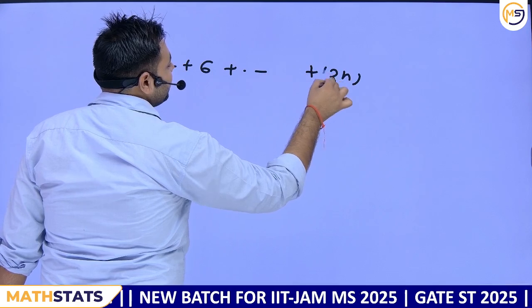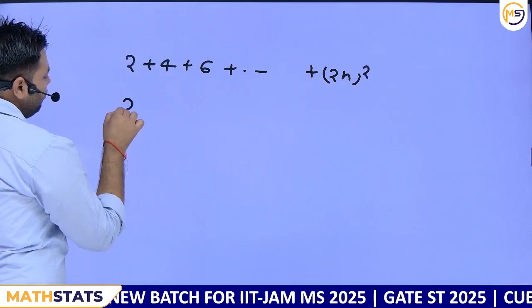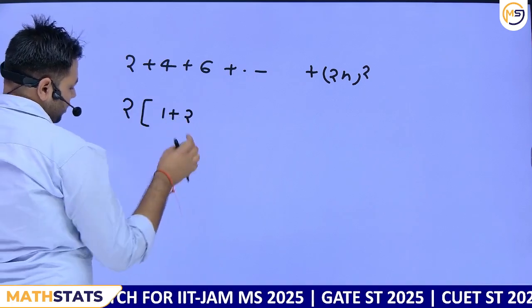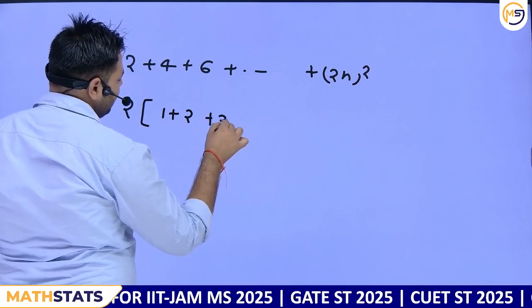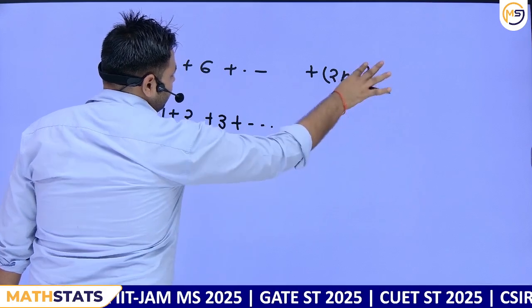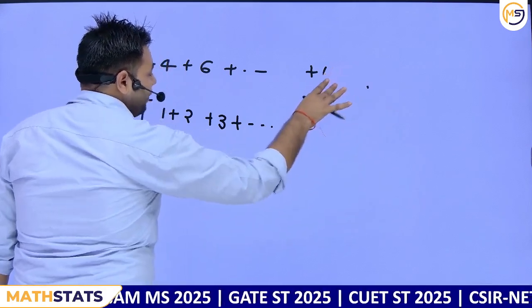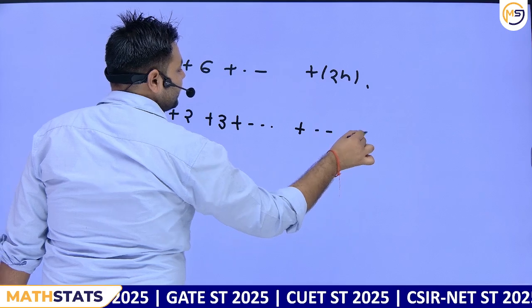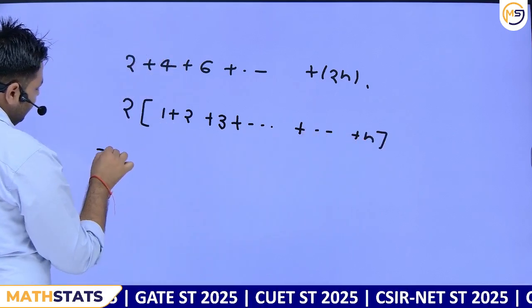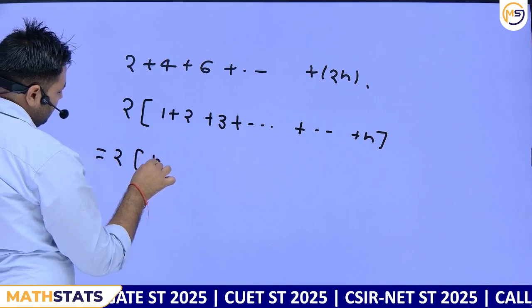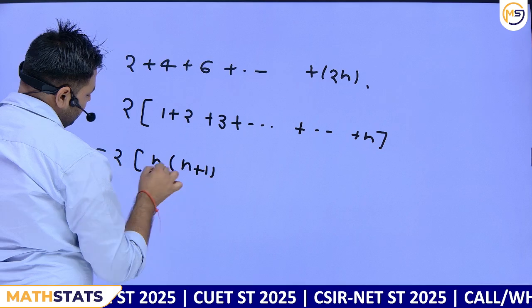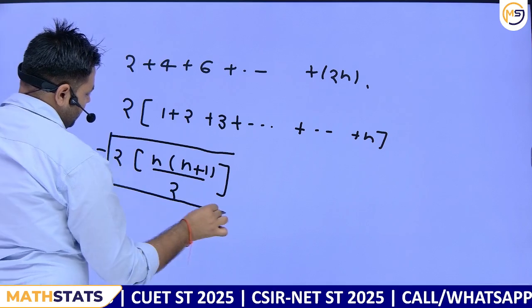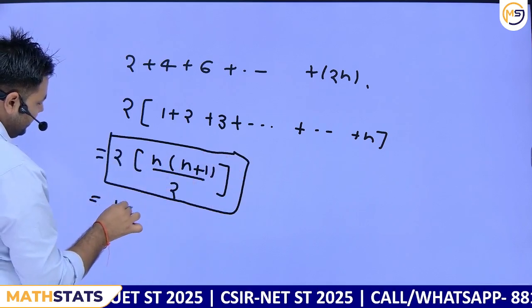Suppose this is 2n terms. So you can convert it into odd numbers, you take 2 common, so this is 2 times (1 + 2 + 3 ...), so you can convert in this series, 2n, so this is multiplied by 2 and n plus 1 by 2. And if 2 cancels out, you will get n(n+1).